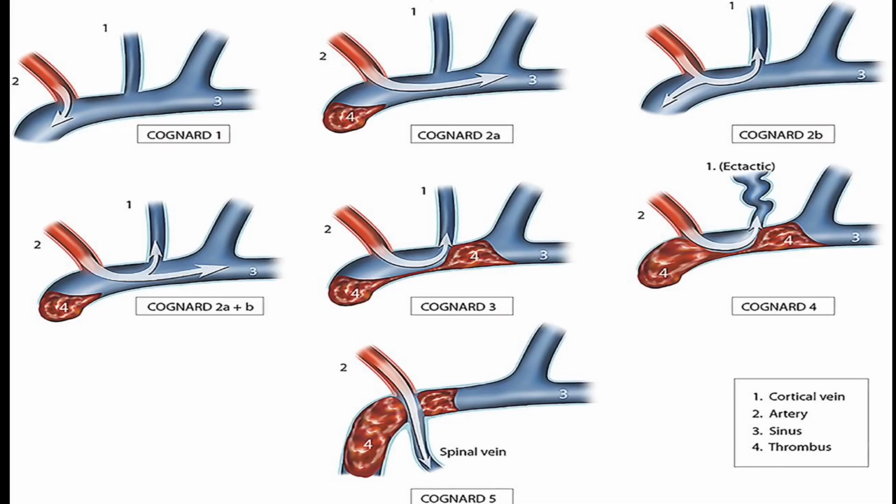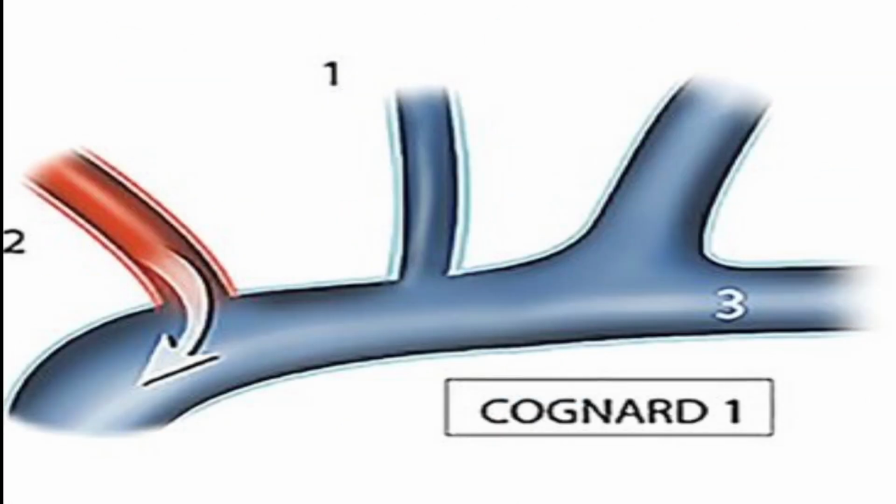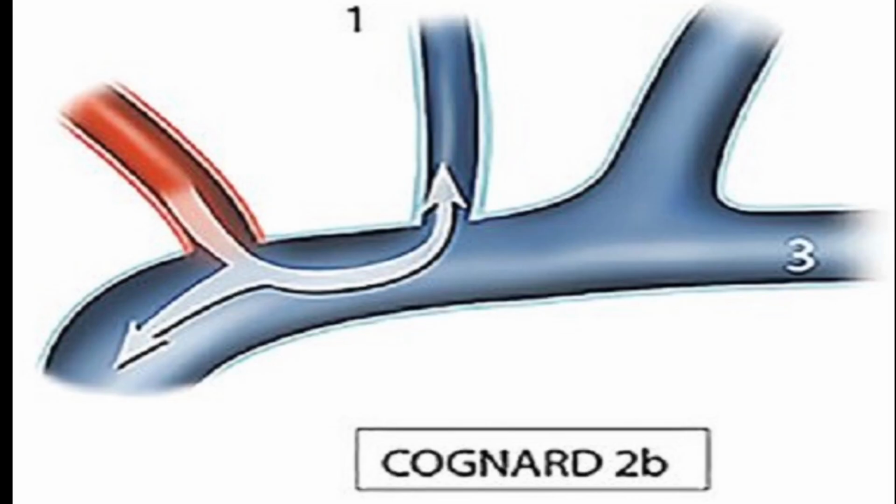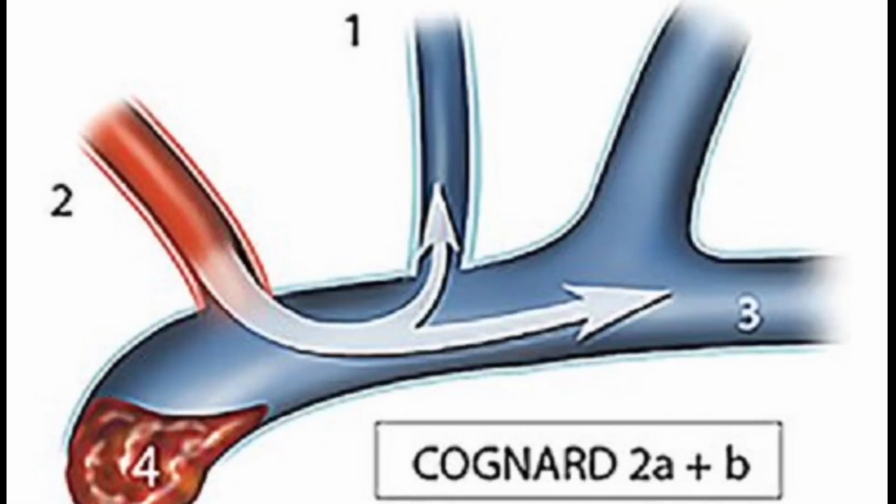This is the image showing the Cognard classification system of dural AV fistula. Cognard type 1 dural AV fistulas drain into the venous sinus with normal antegrade venous flow. Cognard type 2A dural AV fistulas drain into the venous sinus with retrograde venous flow. Cognard type 2B dural AV fistulas drain into the venous sinus with normal antegrade flow along with cortical venous reflux.